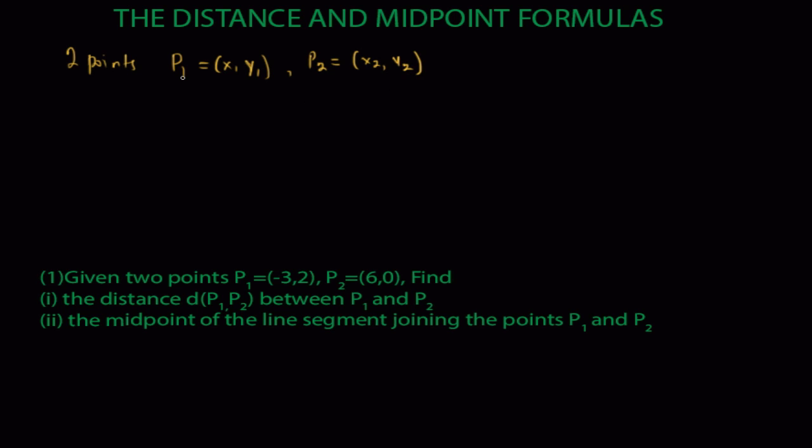What it says is that if you want to find the distance between P1 and P2, the distance is denoted by d of P1 and P2, and that is given by the root of the difference between two squares. The first square is the difference between the 2 x coordinates, which is x2 minus x1 all squared, plus the difference between the y coordinates, which is y2 minus y1 squared.